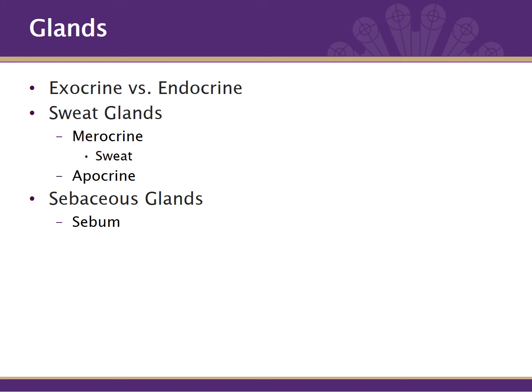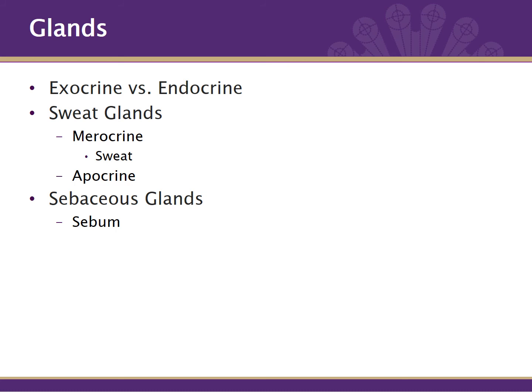Acne results when these glands produce a large amount of sebum that sticks to the skin cells and then plugs up the hair follicle. The situation develops when bacteria get trapped in the glands, and this results in redness, swelling, and lesions that we commonly refer to as acne.